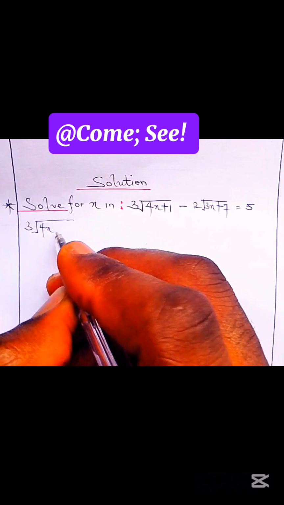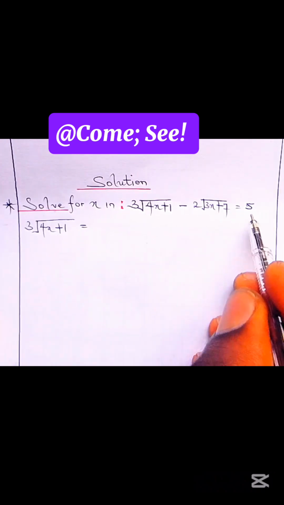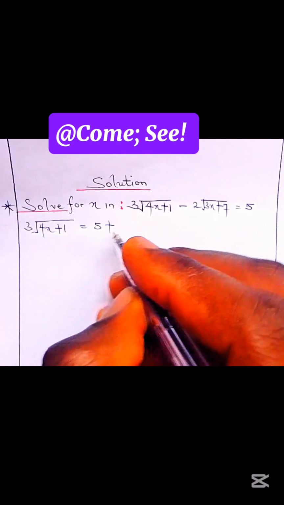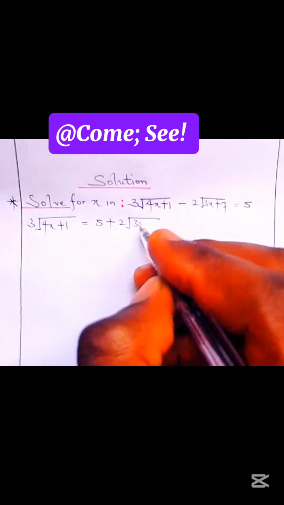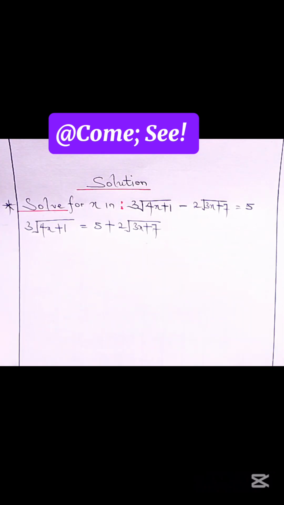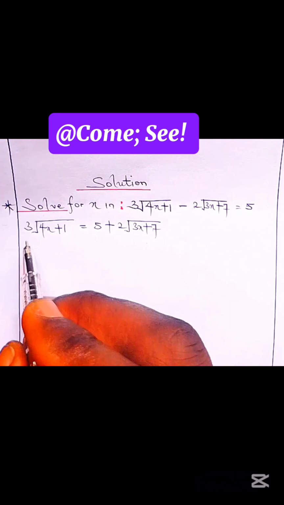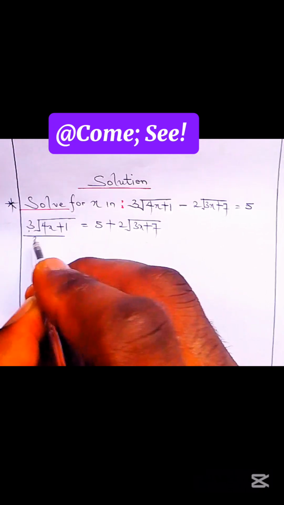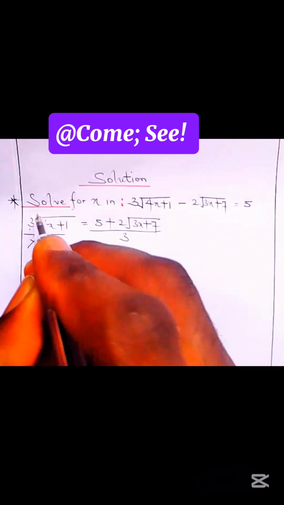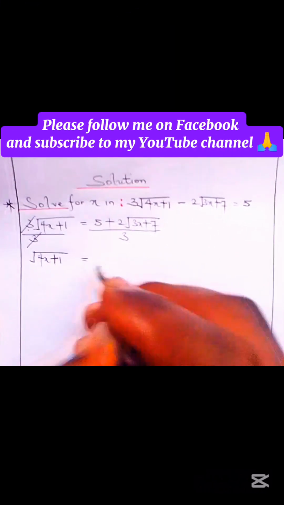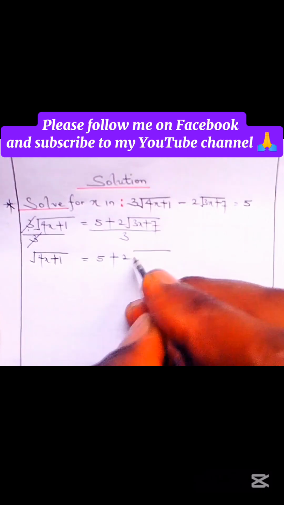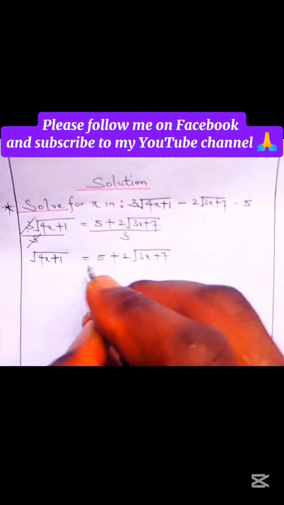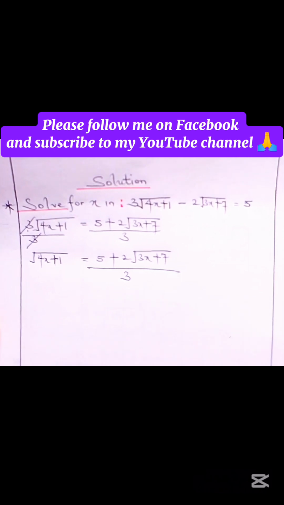So that will be 3 root 4x plus 1 equals 5 plus 2 root 3x plus 7 on the other side. So what do we do next? The next thing we have to do is take off this coefficient, this rational number, and leave the radicand. So we divide both sides by 3. What do we have here? This root 4x plus 1 equals 5 plus 2 root 3x plus 7 over 3.